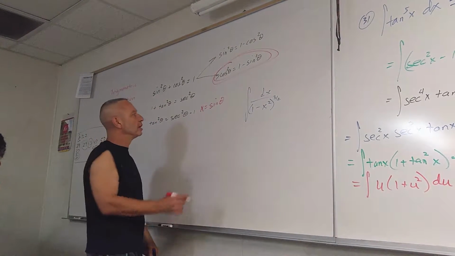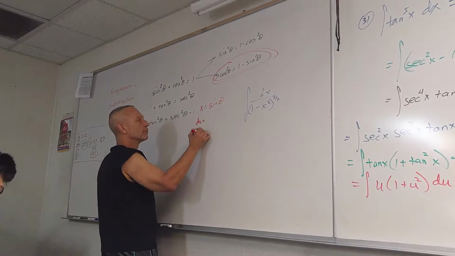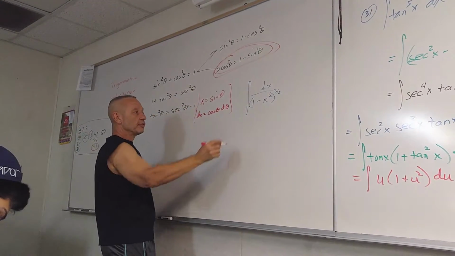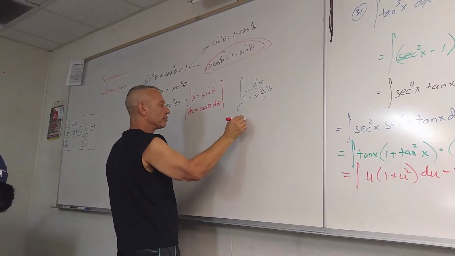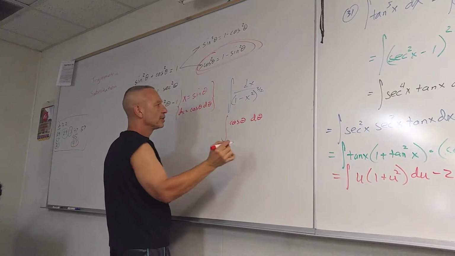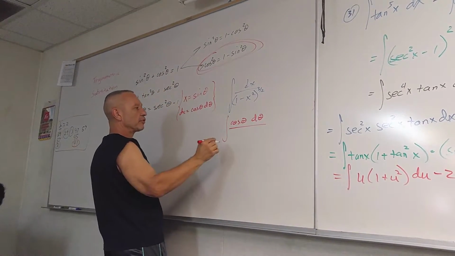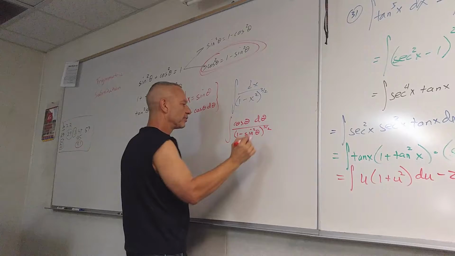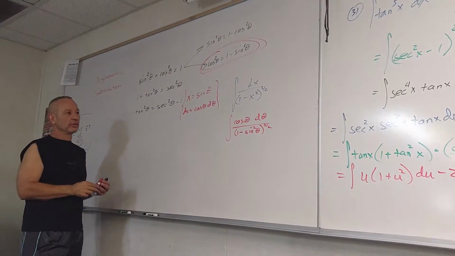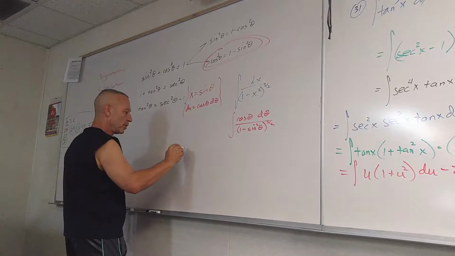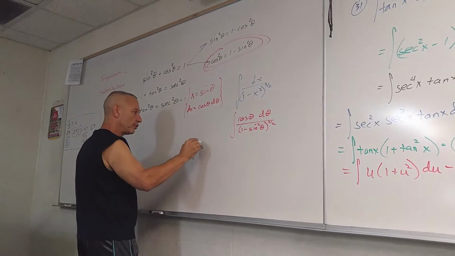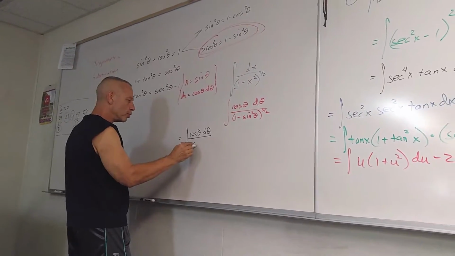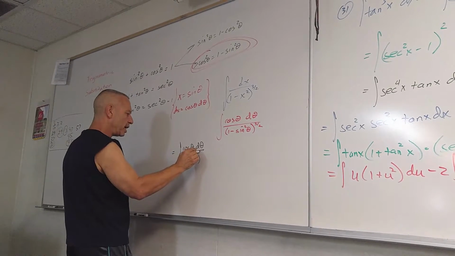Let's see what happens here. What's dx? Cosine theta d theta. So now let's do the substitution. dx becomes cosine theta d theta. The denominator is 1 minus sine squared theta to the 3/2. But 1 minus sine squared is cosine squared, as we already said. So I get the integral of cosine theta d theta over cosine squared theta to the 3/2.